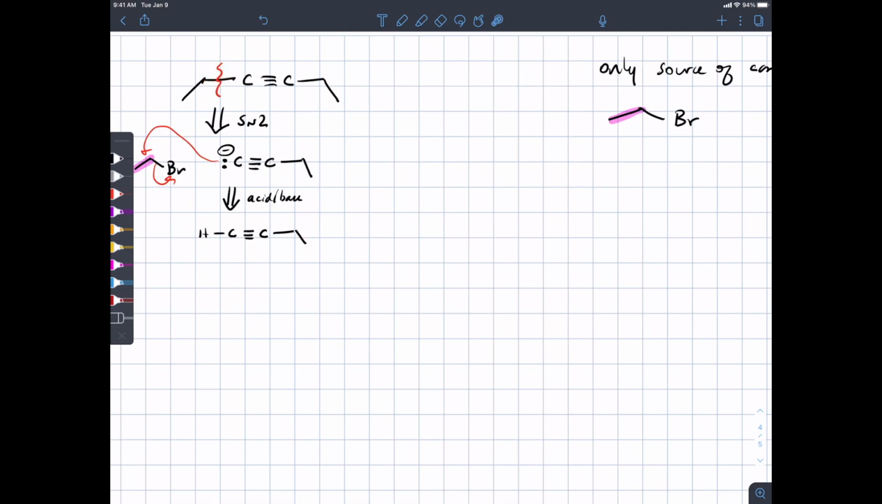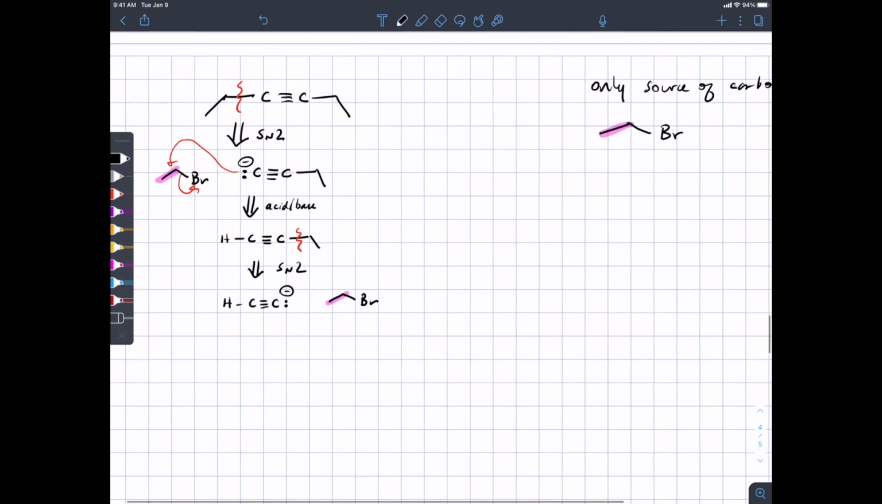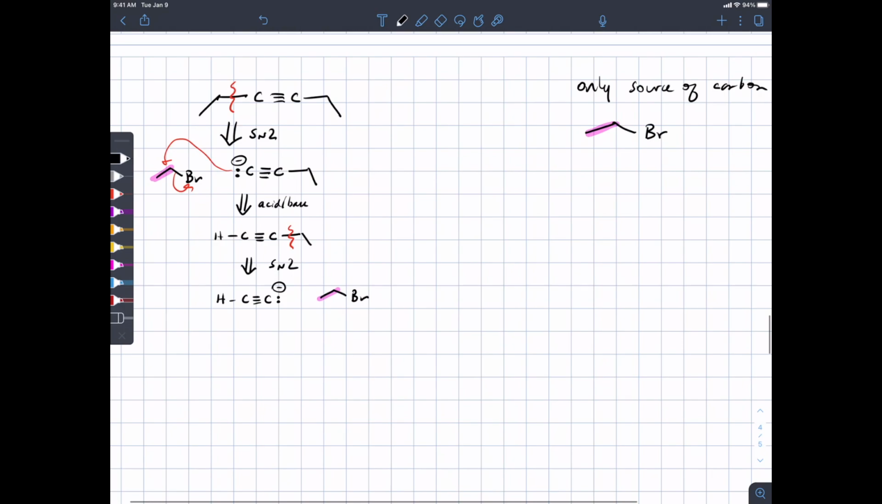By comparison with what we did above, hopefully it's clear that you can go backwards to this deprotonated alkyne and this alkyl halide, again via an SN2 reaction. So we've used 2 of this starting material. Where am I going to get the deprotonated alkyne from? Simple acid-base chemistry, good.